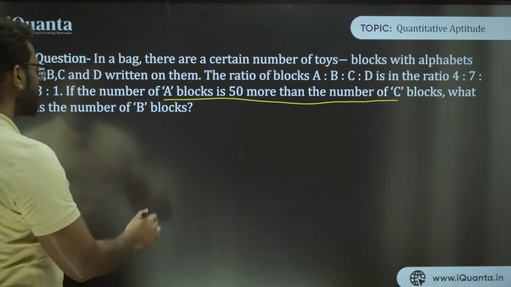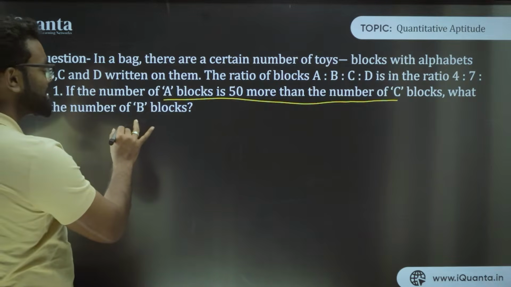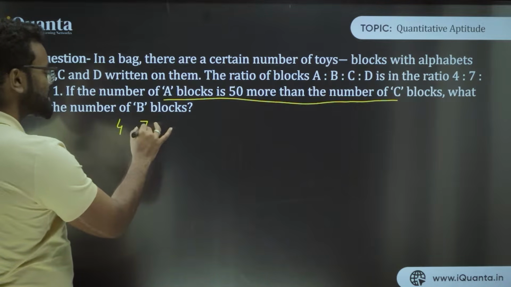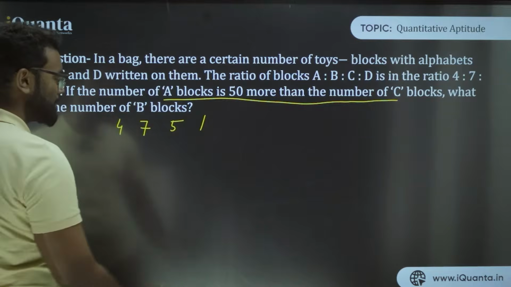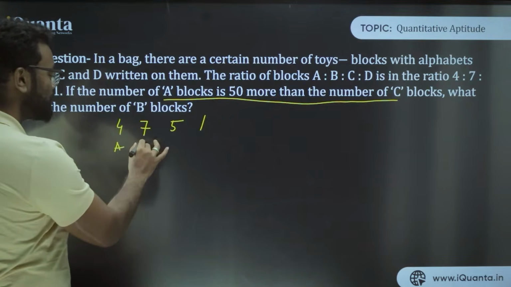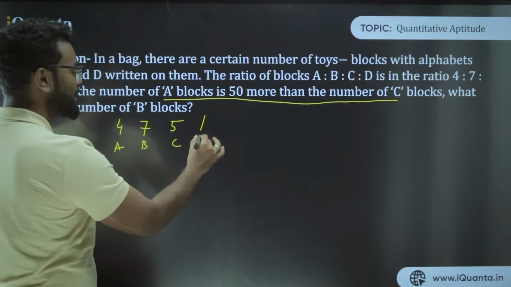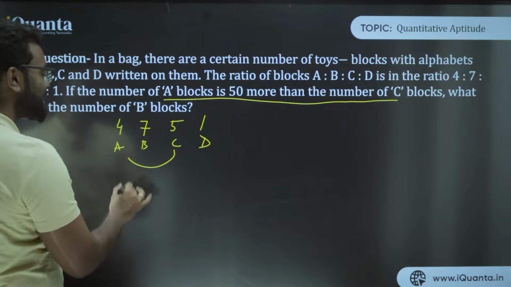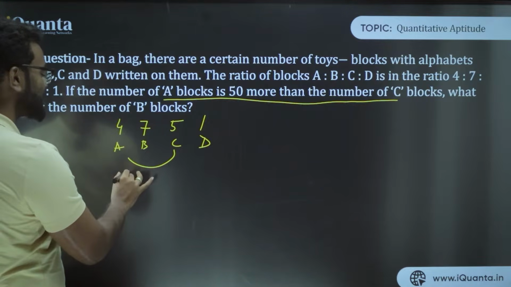So that is given. First you need to find the ratio. The ratio of A, B, C, D is 4, 7, 5, 1. So if A is 4, B is 7, C is 5 and D is 1, what is the difference between C minus A? The difference between C minus A is 1.